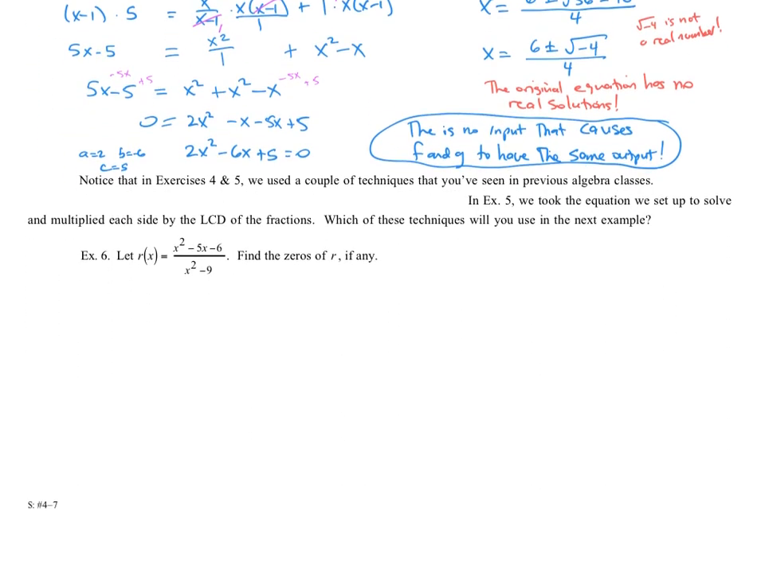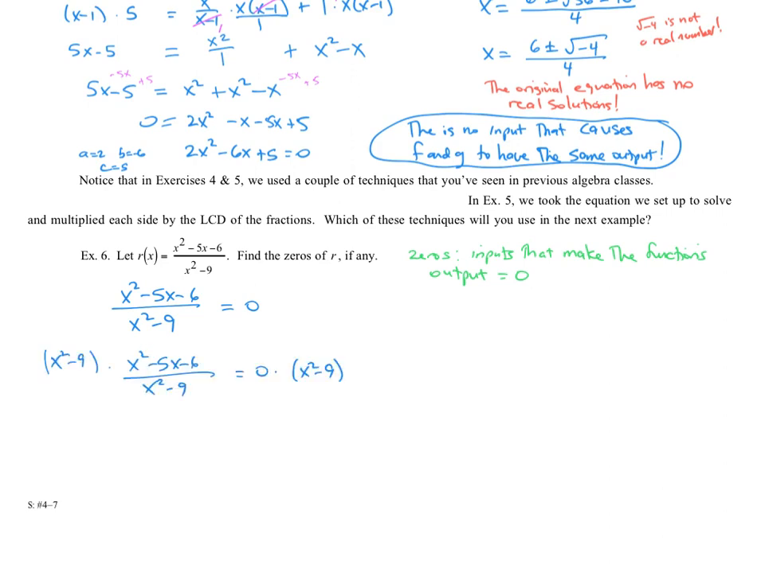To do this problem, we have to remember what the zeros of a function refer to. Remember, the zeros of the function are inputs that make the output of the function equal to 0. So to find them, we'll take the output of the function, the fraction, we'll set it equal to 0, and then we'll solve for x. This equation isn't nearly as hard to solve as the last. We'll multiply each side of the equation by the denominator x squared minus 9. On the left-hand side, we'll put x squared minus 9 over 1 and cancel. On the right-hand side, 0 times x squared minus 9 just stays 0.